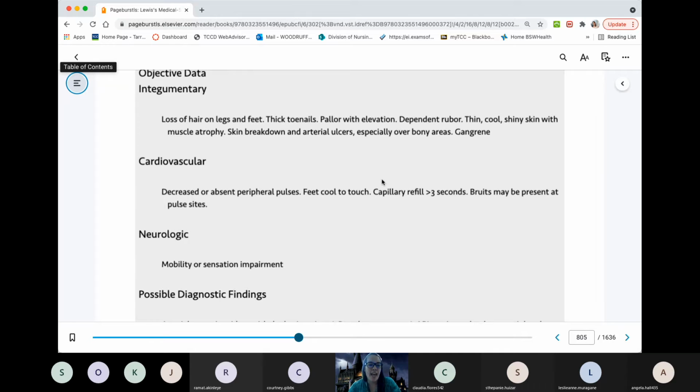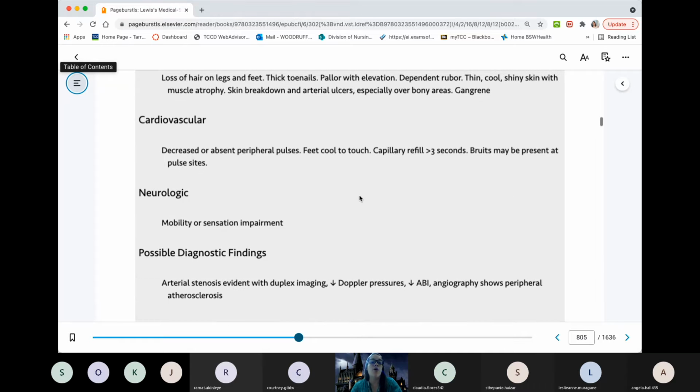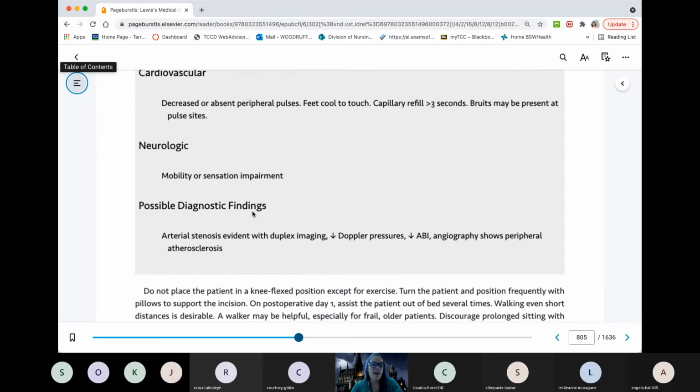Loss of hair on the legs, etc. So this is saying one thing that I need to do. This is telling me everything I need to look for. I need to do a cardiovascular assessment. Here's telling a lot of that stuff that you guys said.